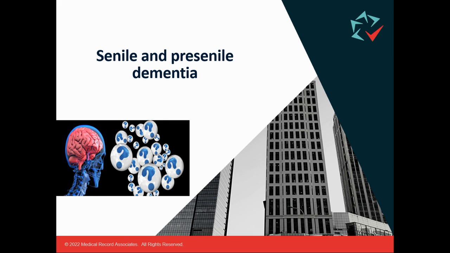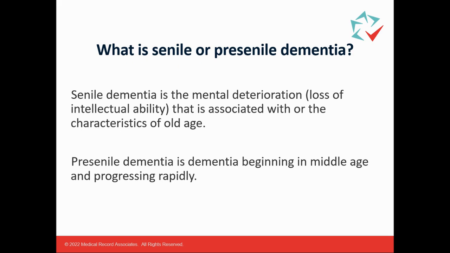So let's move on to another type of dementia, which is senile or pre-senile dementia. So what is senile or pre-senile dementia? Senile dementia is the mental deterioration or loss of intellectual ability that is associated with or the characteristics of old age. Pre-senile dementia is dementia beginning in middle age and is progressing rapidly.